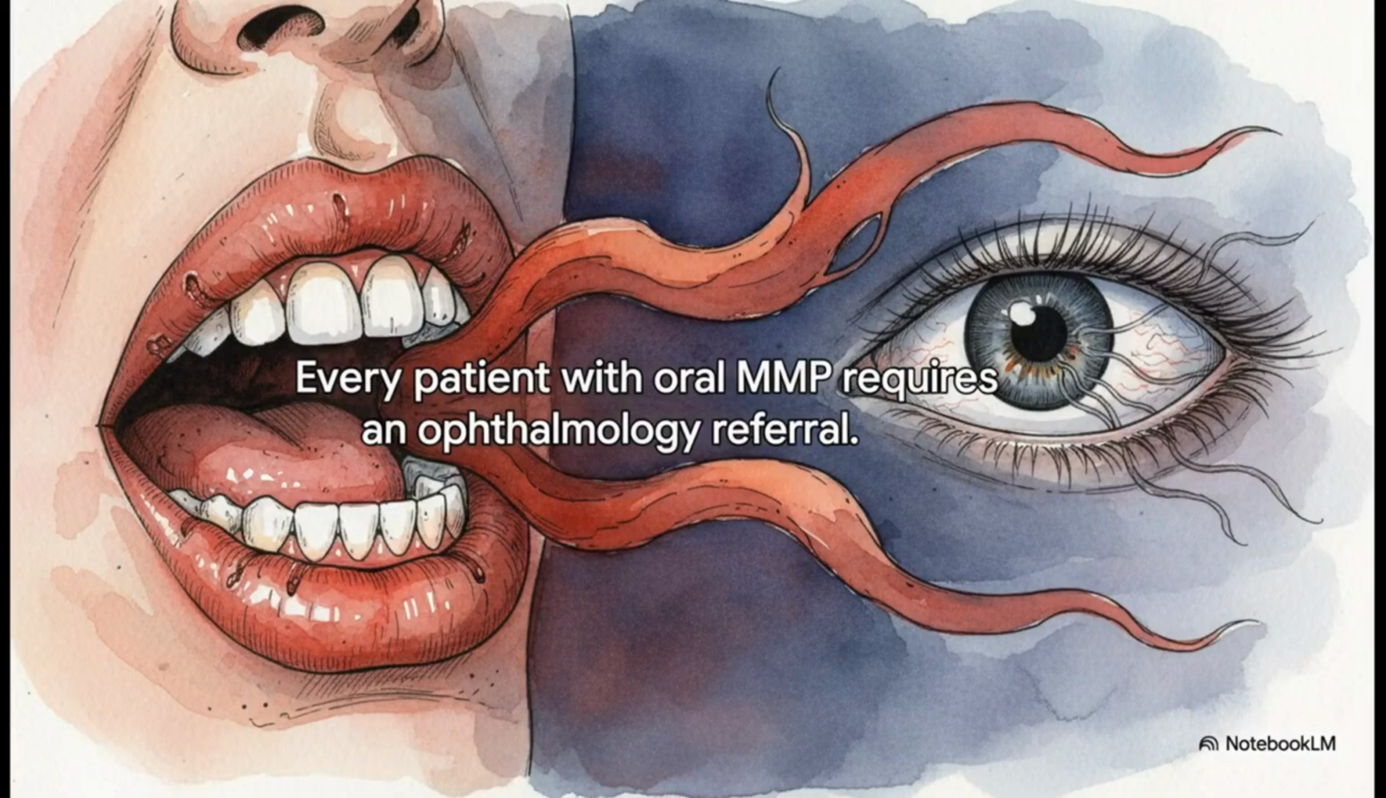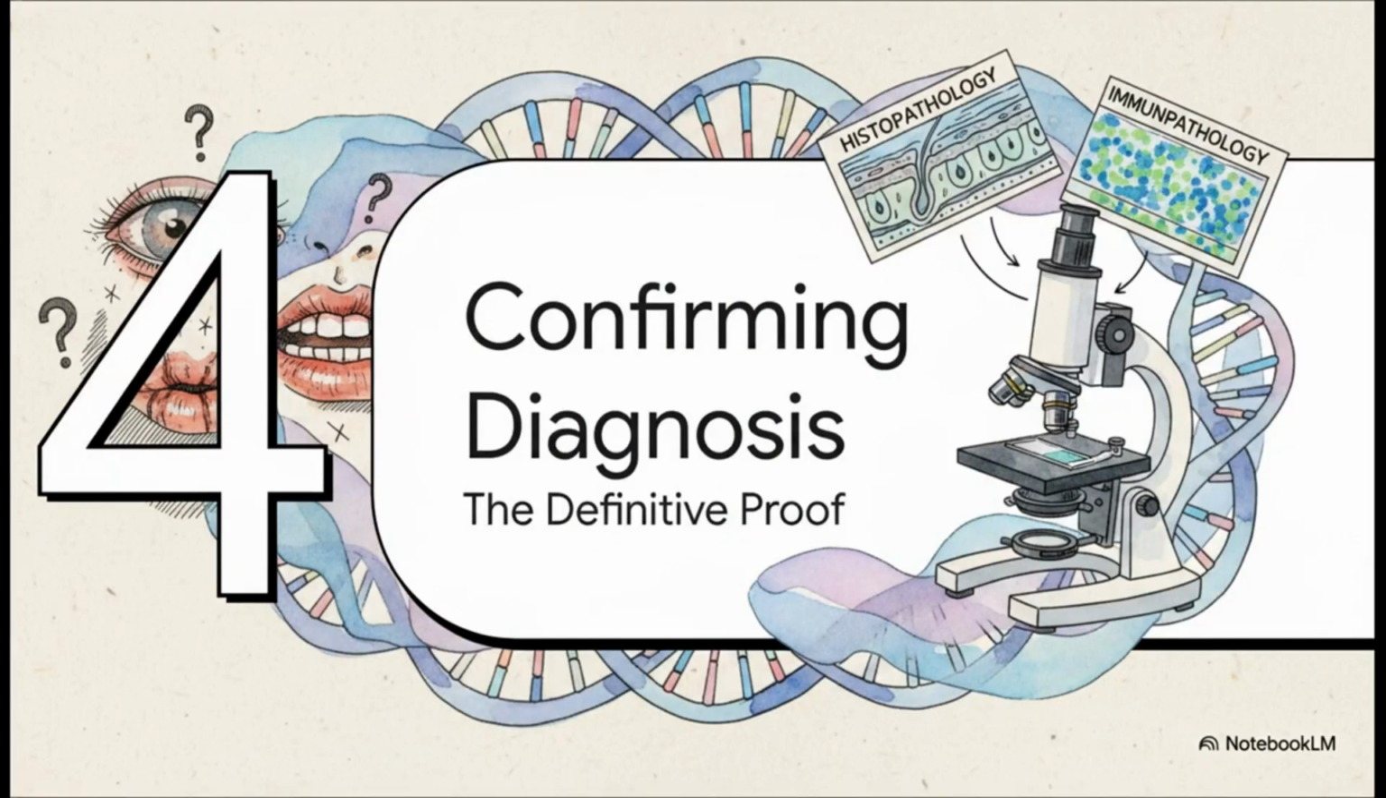Now listen up. If you remember one thing from this entire explainer, please let it be this. This is non-negotiable. The same autoimmune attack that's happening in the mouth can happen in the eyes. And when it does, the scarring can literally cause the eyelid to fuse to the eyeball. It's a condition called symblepharon, and it can lead directly to blindness. So I'll say it again. A diagnosis of oral MMP means you pick up the phone and make an immediate referral to an ophthalmologist. No exceptions.